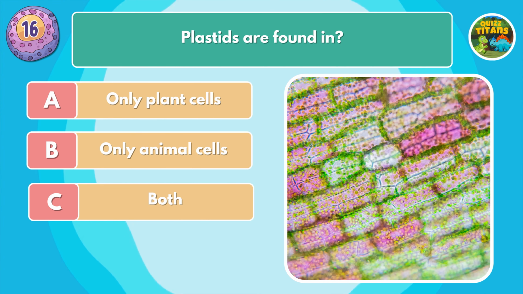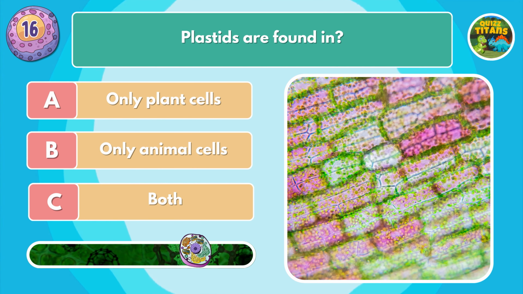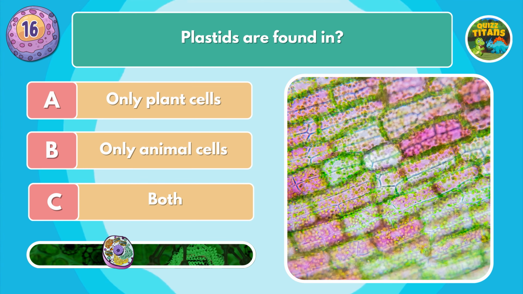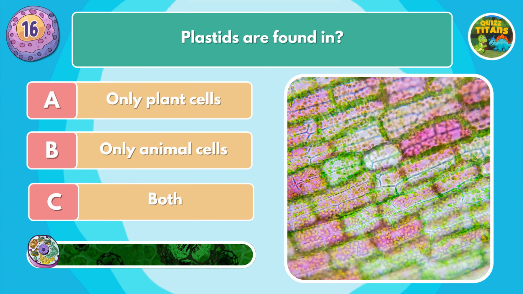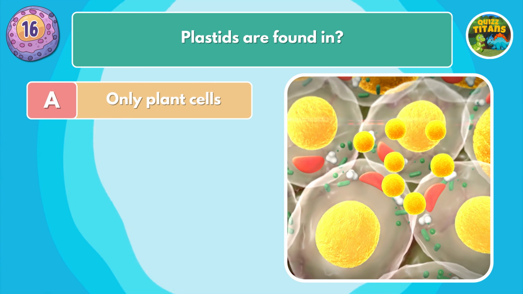Quick one, some cell features are exclusive clubs. Plastids are one. Plastids are found in only plant cells. They are a plant's toolkit.